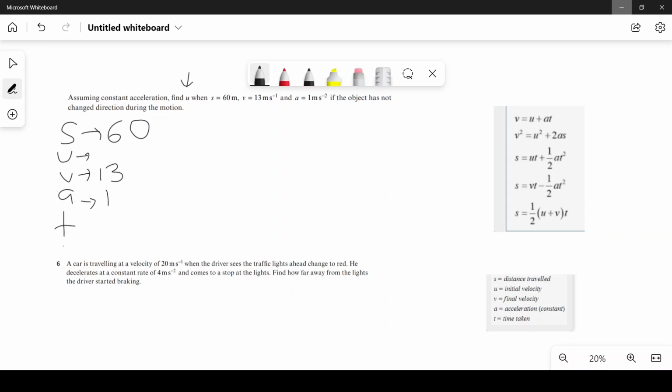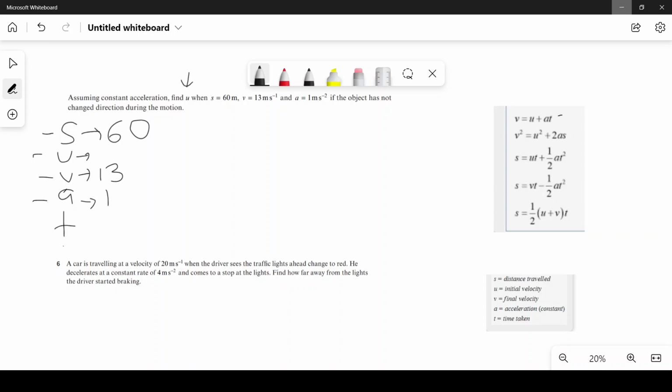Then we can now look for the formula that we need to use. So how do you look for the formula that you need to use? Look at what we have. We have S, V, A. So the formula we use must have S, V, and A. And we're looking for U, so the formula should also include a U. So we're going to look for a formula that has S and U and V and A, or in other words, the formula that does not have the T.